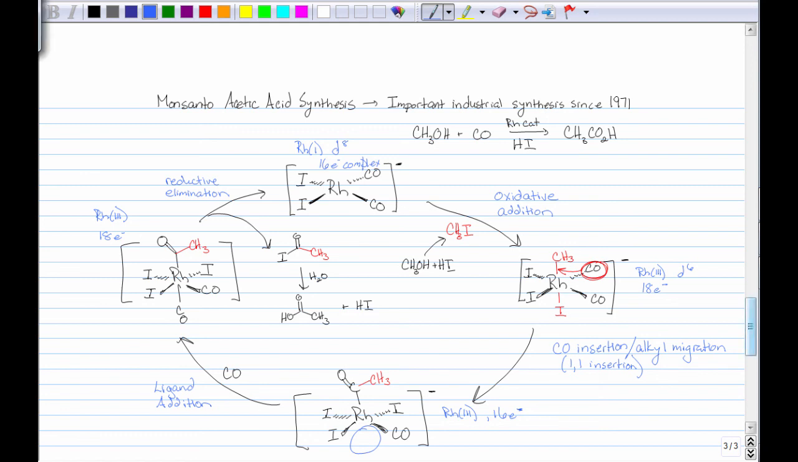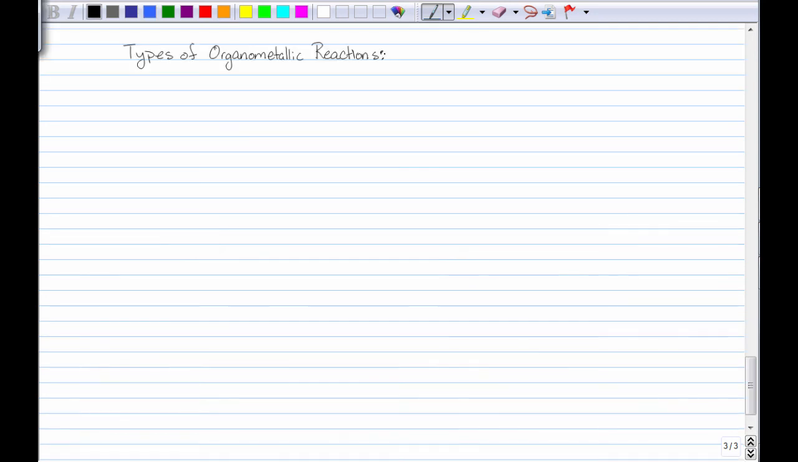And so the next thing I want to do is talk about the types of reactions that you'll see in these catalytic cycles. Let me just start by saying that we're going to talk about some of the most common types of reactions, and this is far from an exhaustive coverage of this. You could take an entire course in organometallic reactions and their mechanisms. But again, we're just going to cover this very briefly.